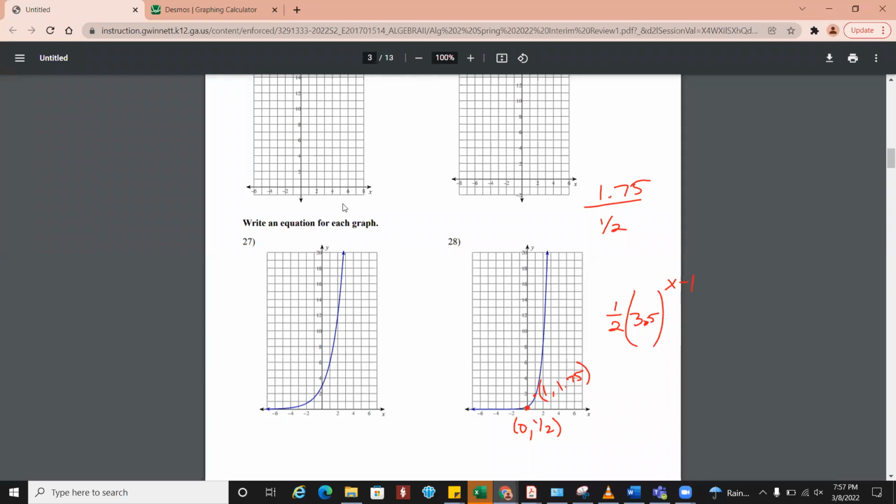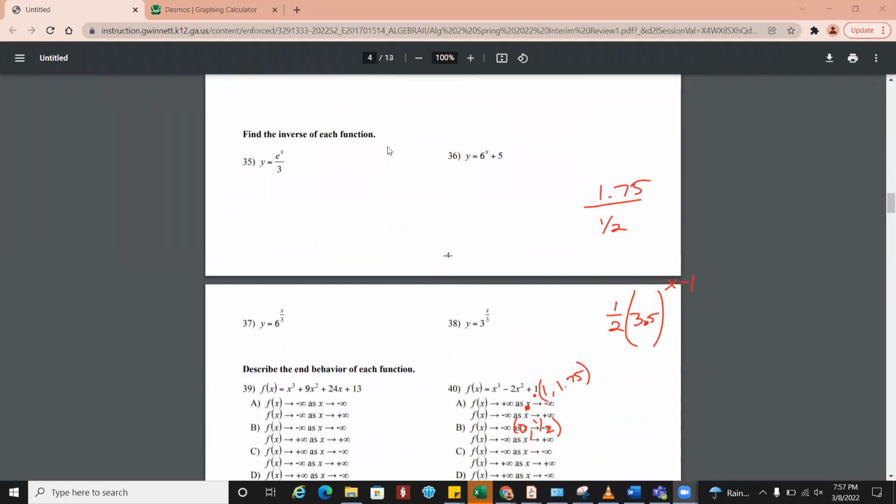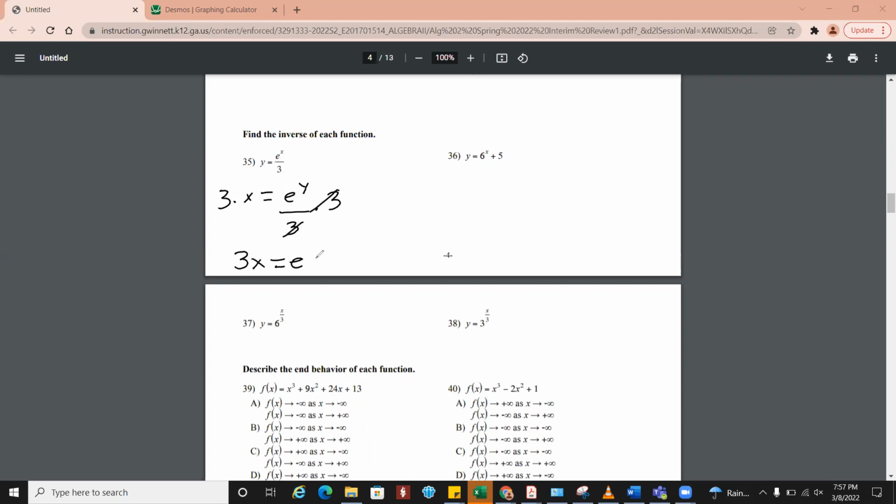35, I'm gonna go back over that one because I know that's a little new. Okay, so 35, you're gonna switch your x and y, and then you're gonna solve for your y. And we just went over how to do exponential to logs and that kind of stuff last week, so that stuff is taken into consideration here. So we're going to switch our x and y, and then we're going to get that 3 off that bottom by multiplying. So we've got 3x equals e to the y.